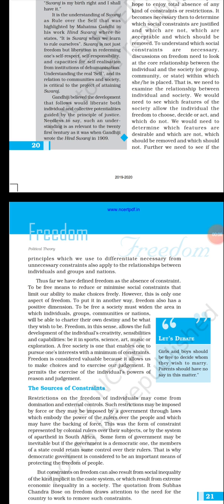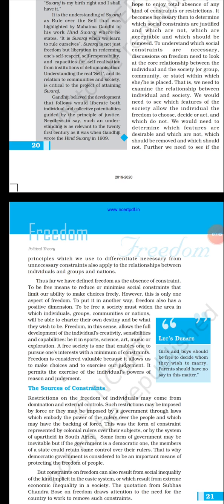So in our last class we learned the simple answer for what is freedom. The answer is absence of constraint. Constraint means a restriction. If there is no restriction, then that is called freedom. But when one has freedom, there should be certain restrictions also, right? Restrictions are very important. There are certain types of restrictions.